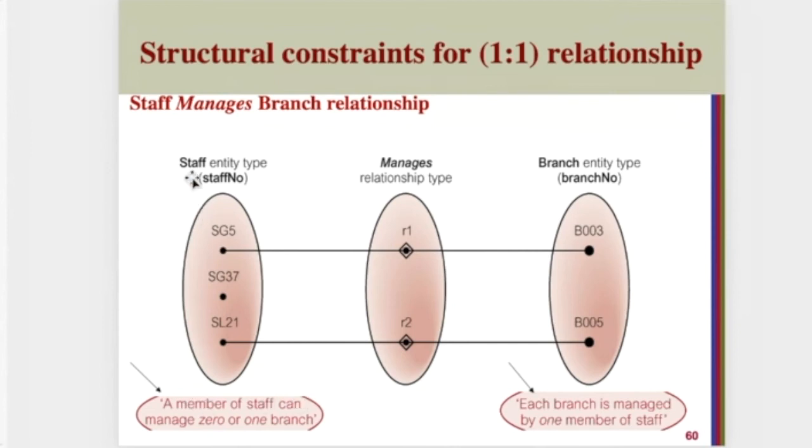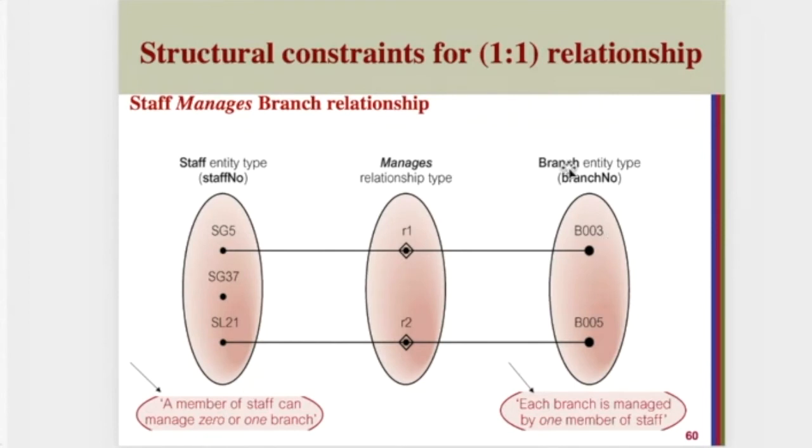So the first relationship between staff and branch, let's read it from staff to branch. A member of staff can manage how many branches? 0 or 1 branch, because not all the employees are the managers. Some of the employees will be simple employees, while others will be managers. So a member of staff can manage 1 or 0 branch. He cannot manage more than 1, but he can manage 0 because some of the employees will not be managers.